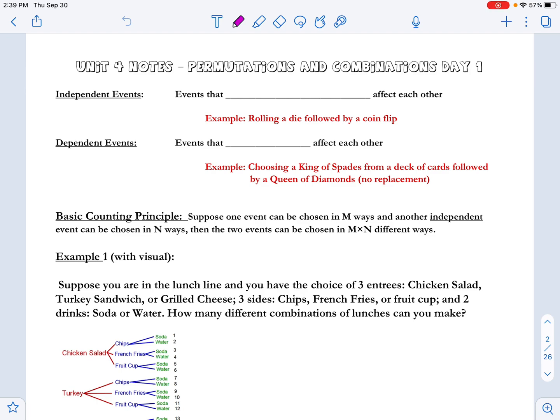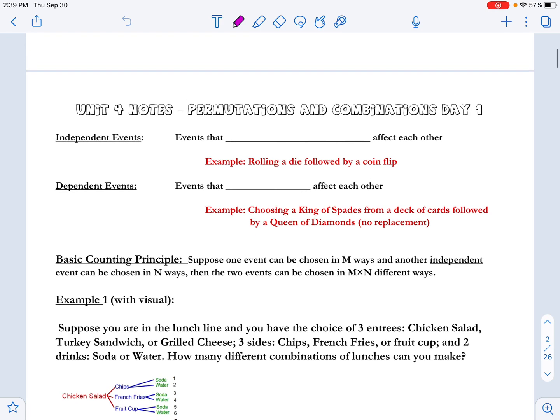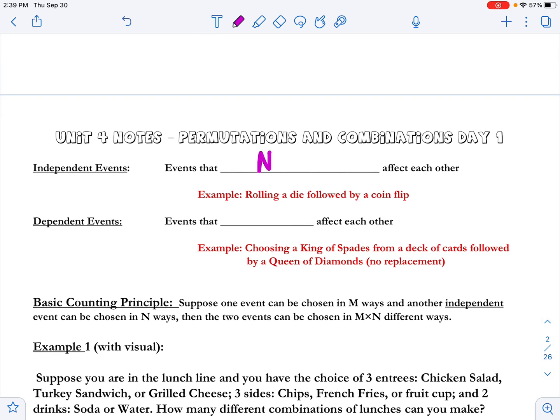We can have independent events and dependent events. So independent events are events that do not affect each other. Okay, so for example, rolling a die and then flipping a coin. If you roll a 2, that has no effect on whether you're going to flip a head or a tail when you flip the coin, right? So rolling a die followed by flipping a coin, those are not affecting each other. So those are independent events.